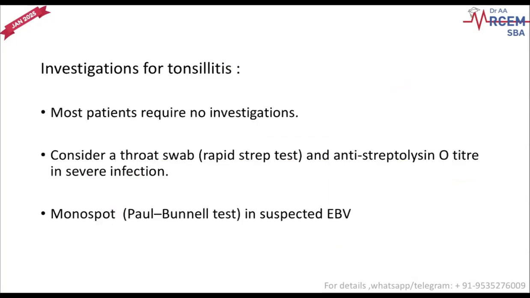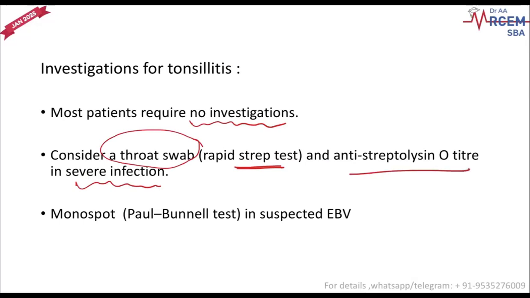What are the investigations for tonsillitis or pharyngotonsillitis for that matter? No investigations are required most of the time. If the patient has severe infection or there are any predisposing factors like immunosuppression, at that point of time you can get a throat swab done. Because if there is immunosuppression, the chances of this patient developing complications like scarlet fever or rheumatic fever are on the higher side. For that particular reason, it is recommended that you either get a rapid strep test done, just take a swab, or get an ASO titer done. ASO titers are nothing but anti-streptolysin O titers.